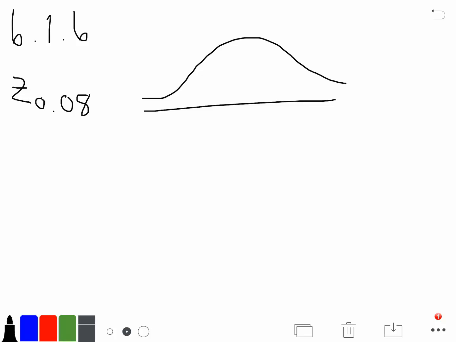So let's go ahead and draw our standard normal curve. And on our standard normal curve, we'll be centered at 0. And we know we're going to have 0.08 to the right, 8% basically. We know that 0 is a halfway mark, so for it to have 8% to the right, then z sub 0.08 has to also be somewhere to the right.